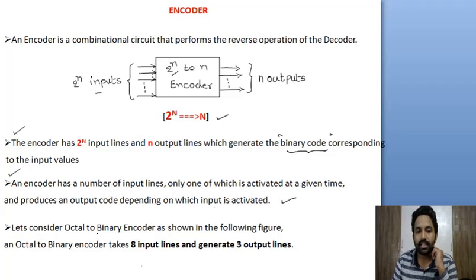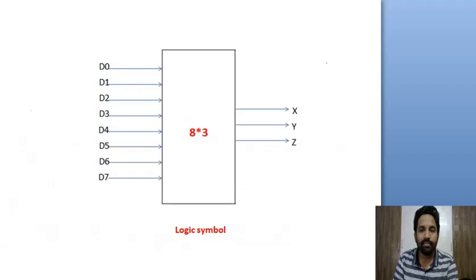Now let us consider the example, that is the octal to binary encoder. Octal to binary encoder means it has 8 input lines and 3 output lines. Now let us see the logic diagram of this octal to binary encoder. So 8 inputs and 3 outputs. Those 8 inputs are the data inputs. You can observe here from D0 to D7.